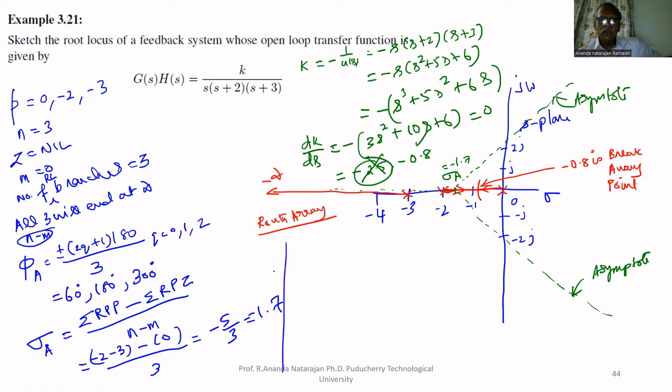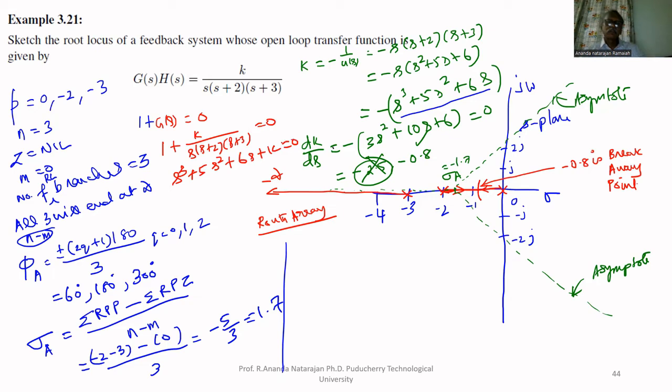For that, we have to write the characteristic polynomial. What is the characteristic polynomial? It is 1 plus g of s equal to 0. That is 1 plus k upon s multiplied by s plus 2, s plus 3 equal to 0. If you simplify this, take the LCM and equate to 0, you will get s cube plus 5s square plus 6s plus k equal to 0.